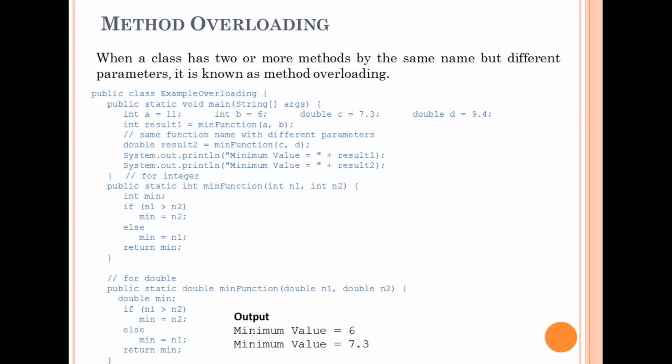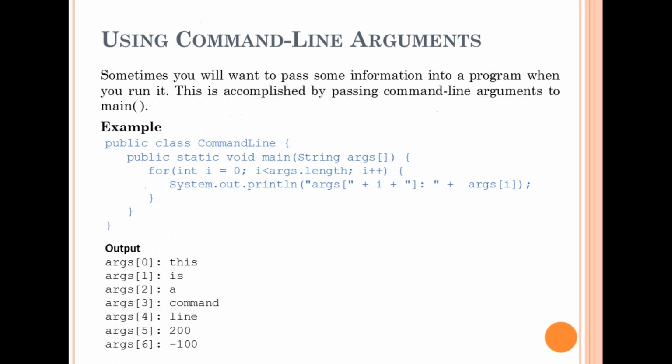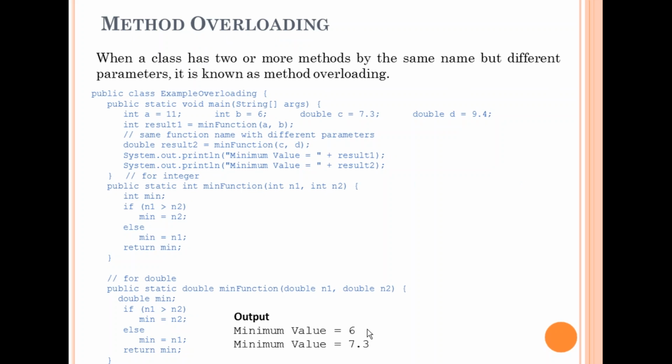Let us consider the example discussed earlier of finding the minimum number of integer type. If, let's say, we want to find the minimum number of double type, then the concept of overloading will be introduced to create two or more methods with the same name but different parameters. The following example explains the same, where the minimum value in integer is 6 and in double is 7.3.